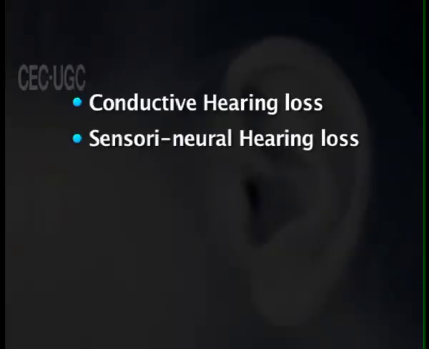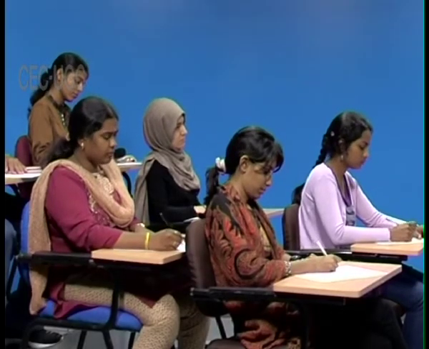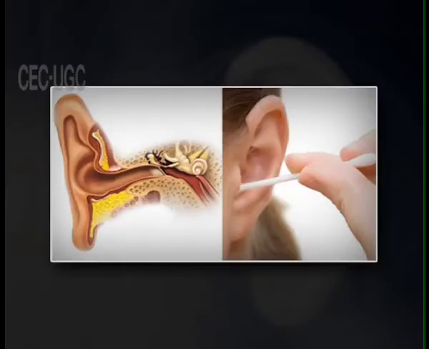Regardless of the cause, hearing loss falls into the following categories depending upon the part of the ear that is affected: conductive hearing loss, sensory neural hearing loss, mixed hearing loss, central auditory processing disorder. Conductive hearing loss: when the structures in the outer or middle ear do not work properly, their ability to conduct sound vibrations into the inner ear is affected. A buildup of wax in the ear canal, a punctured eardrum or ear infection often causes conductive hearing loss.